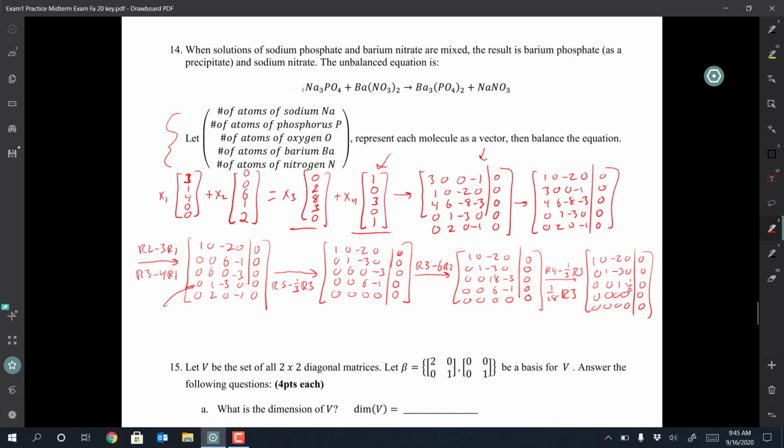All right, so now I'm in REF form. I see that I have one free variable. I see there's no pivot in the far right column, so there are solutions, infinitely many solutions. Those are good checks at this point to make sure we're doing this process right. So now I have to do the back substitution.